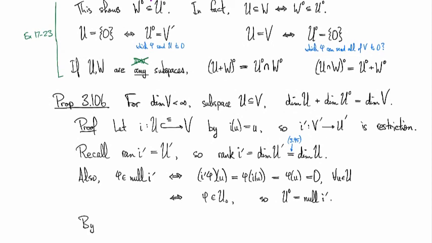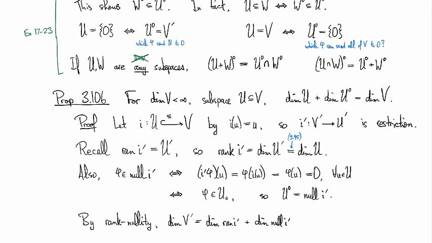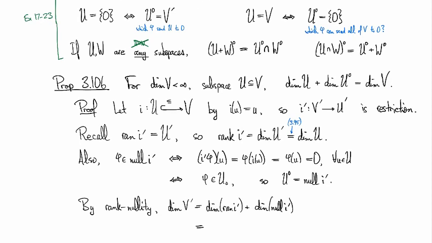And then putting this all together with rank nullity, we have that the dimension of V prime is the dimension of the rank of I prime plus the dimension of the null space of I prime. And we worked out that the dimension of the rank of I prime was the dimension of U, and that the dimension of the null space of I prime is the dimension of U naught, because in fact they are the same. And that's what we wanted to show. Oh, and I guess on the left side, the dimension of V prime is the dimension of V, by, again, 395. The end.